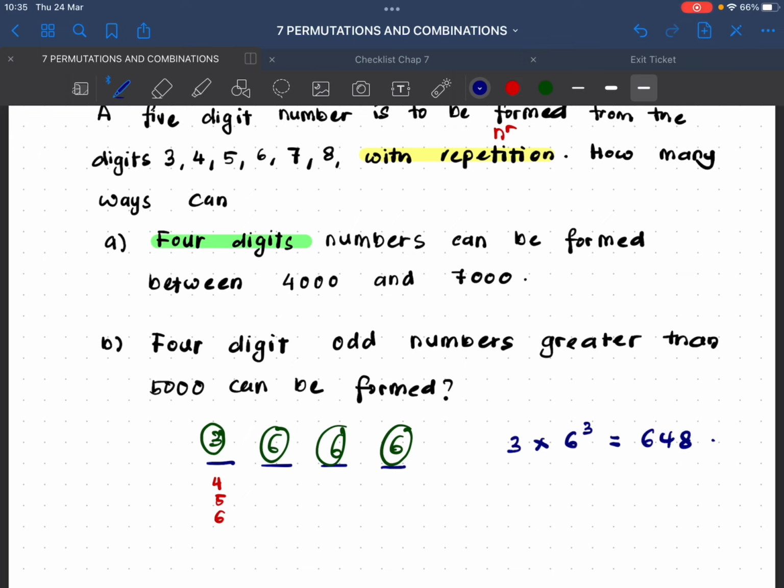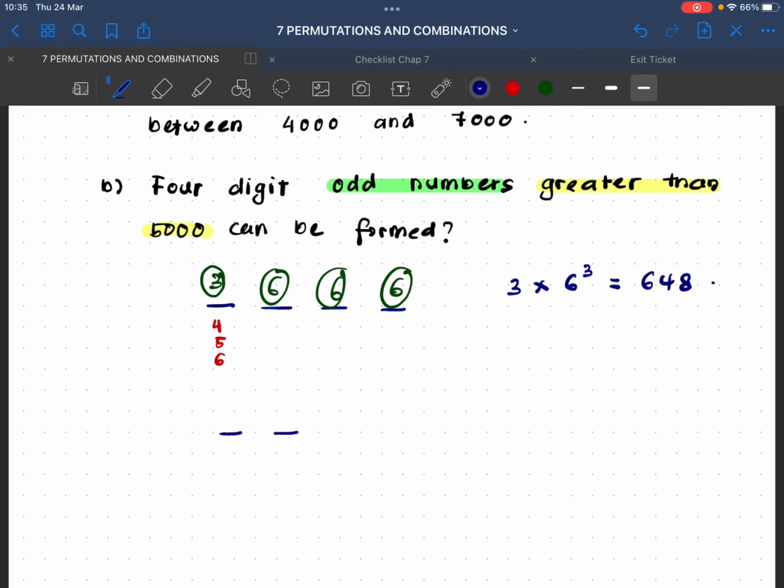The second question, 4-digit odd numbers greater than 5,000. So ada 2 case dekat sini, odd numbers dengan greater than 5,000. So apa yang kamu kena buat ialah kamu kena pisahkan, kena pisahkan salah satu case lah. Okay, let's put this as 1, 2, 3, 4, 1, 2, 3, 4, 1, 2, 3, 4.